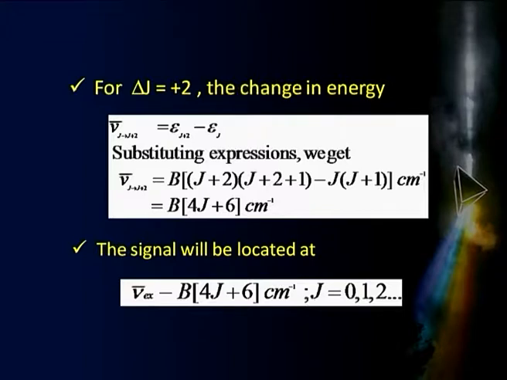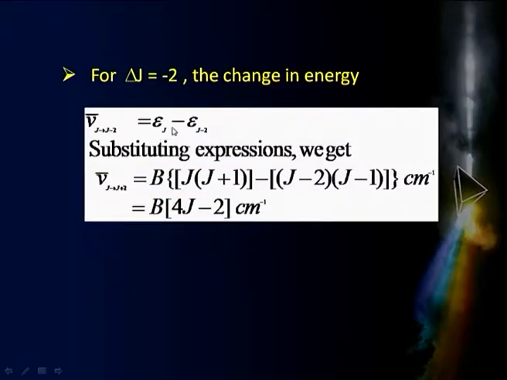If I put J is equal to 0, I get 6B. Put J is equal to 1, I get 10B and so on and so forth. That is how I get an expression for the location of each of the Stokes lines in this case. Similarly, I can do an exercise for anti-Stokes lines. What I will find is that it will be the energy of the Jth level minus the J minus 2th level. If I do that, it will come out to be B times (4J minus 2).